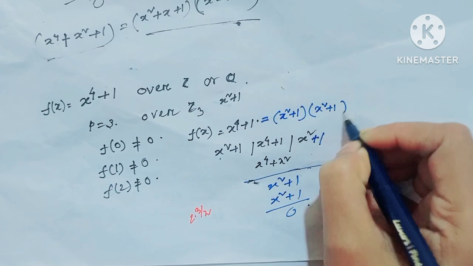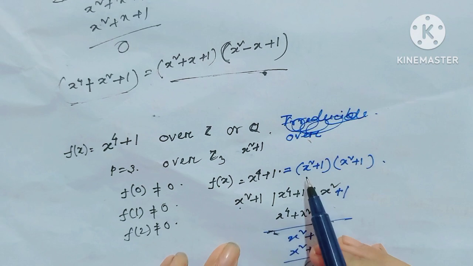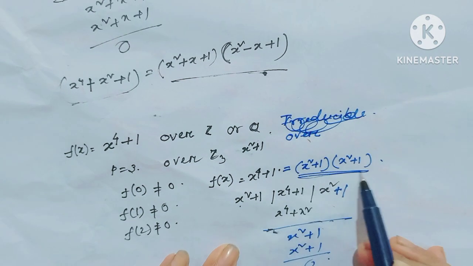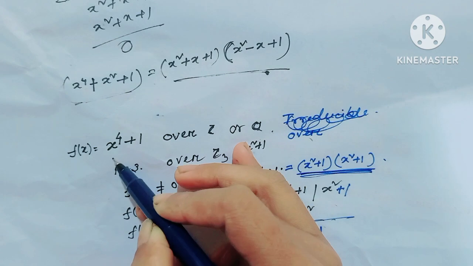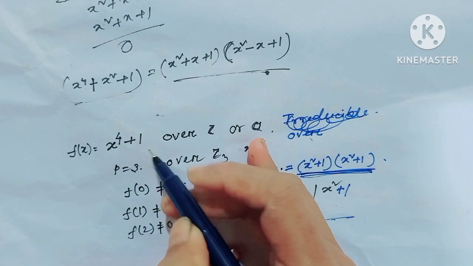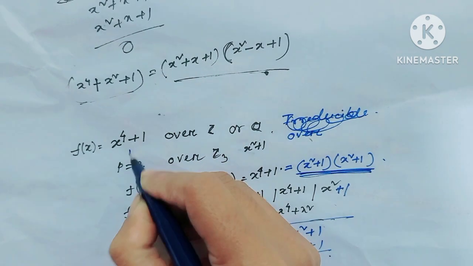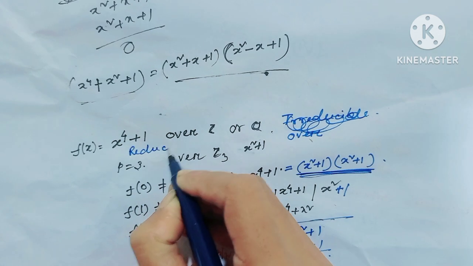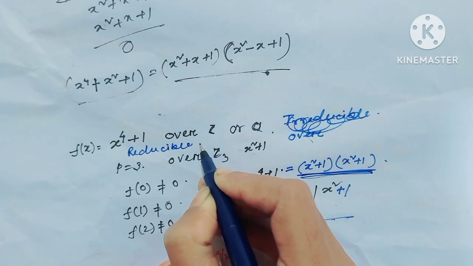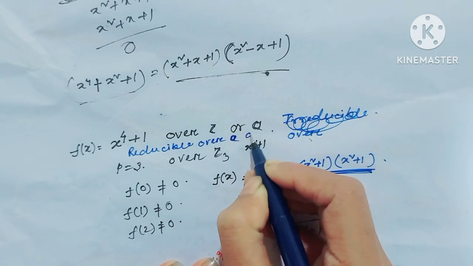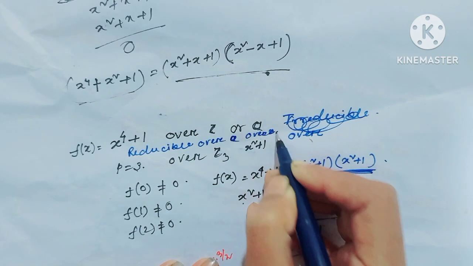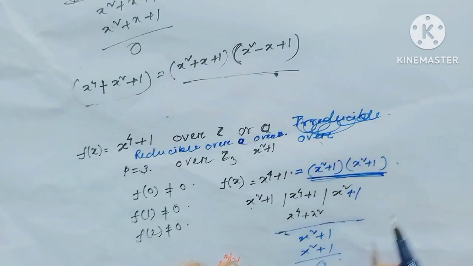So, since we can write this as a product of two irreducible polynomials, obviously f(x) equal to x to the power 4 plus 1 is reducible over Q, also over Z. I hope all my viewers have understood this clearly.